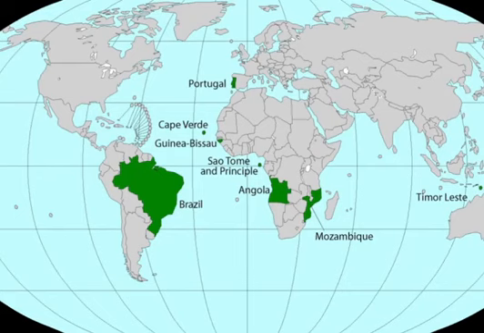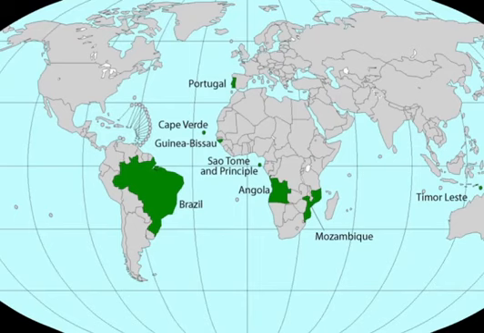And this map shows the places where Portuguese is spoken. The countries painted in green are the ones where Portuguese is spoken. You can see Portugal, Cape Verde, Guinea-Bissau, São Tomé e Príncipe. It's wrongly spelled over there as Principal, but it is São Tomé and Príncipe. And Angola, Mozambique, Timor-Leste, a dot you can see, and the biggest country, Brazil.